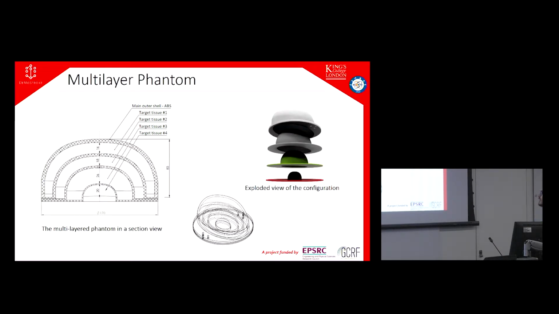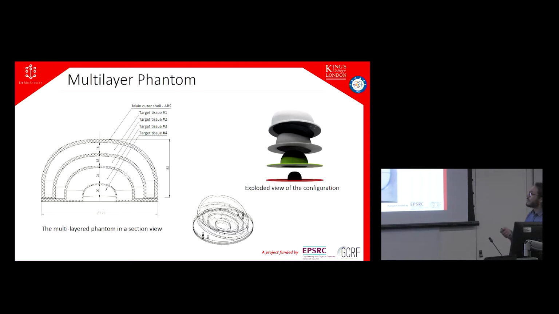Also, more detailed design on how modular this multi-layered phantom is. So we have several caps, one inserted into the other, that if you turn it the other way around, you insert the liquid, you push the next layer, and so on. You can build up a more complex scenario. We'll talk about more of this in the next slide.